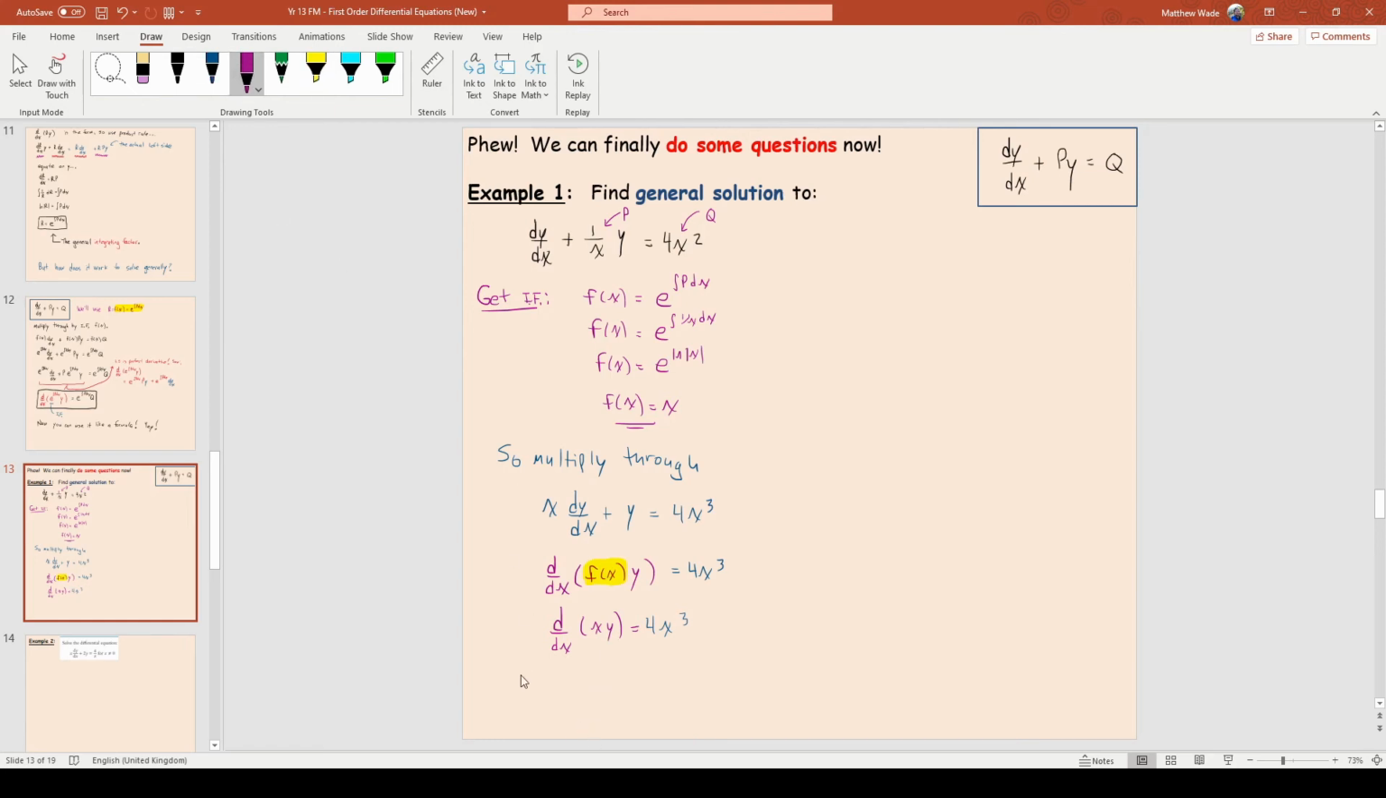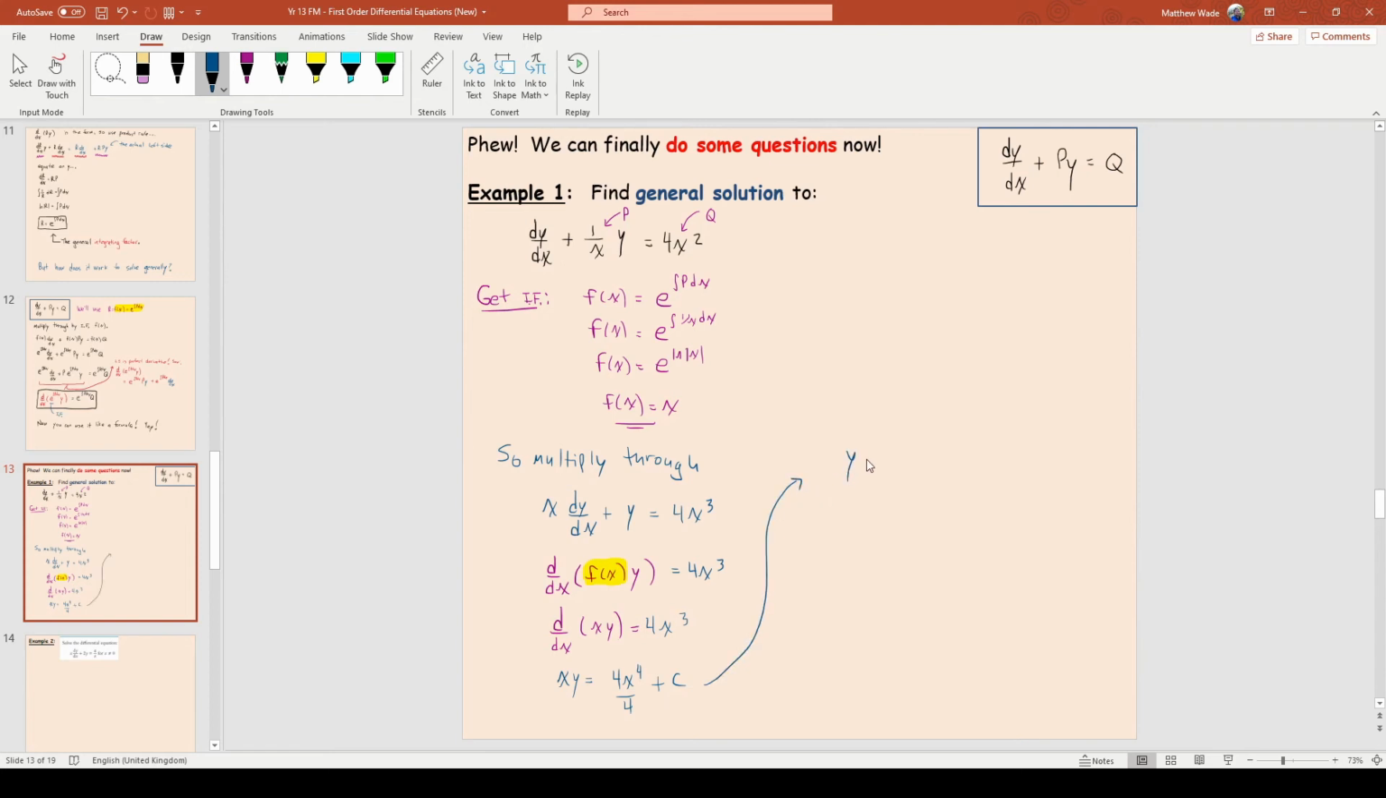Now here's what we're going to do next. We're going to integrate both sides because we want to get rid of the d dx, and we're going to be left with xy equals, raise the power by 1, 4x to the power of 4 over 4, raise the power by 1 divided by the new power, plus c. Cool beans, buddies. Let's make y the subject, and you've done it.